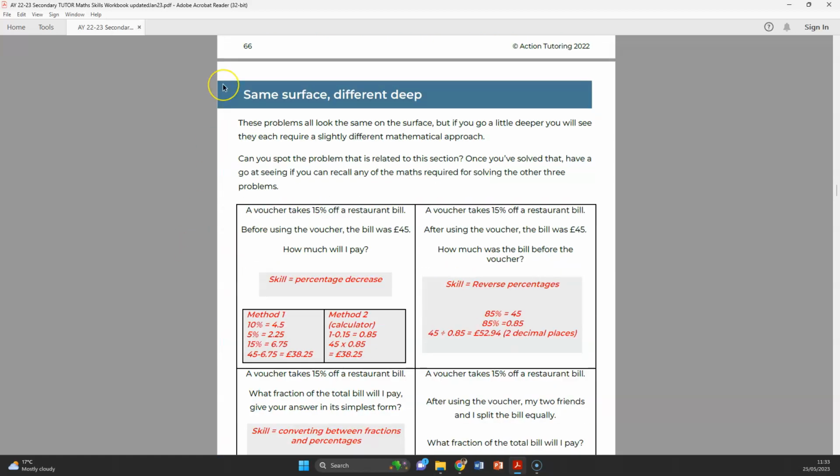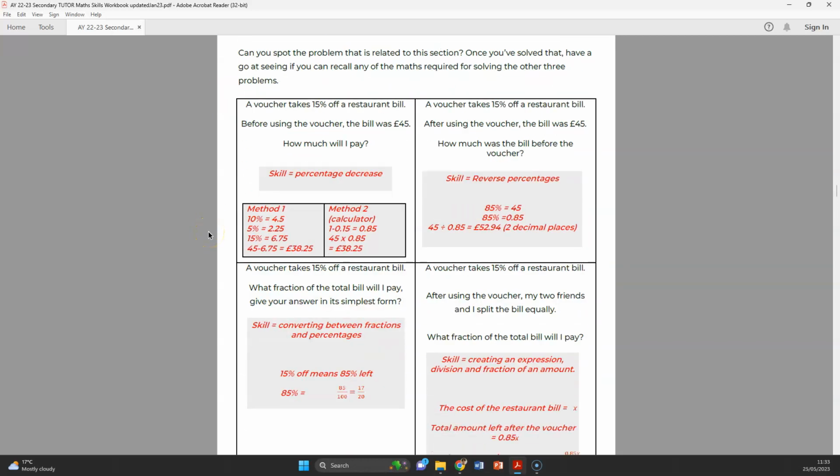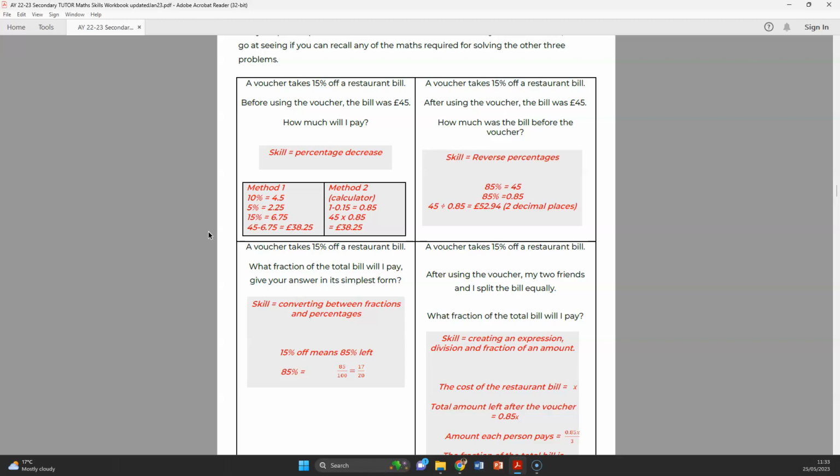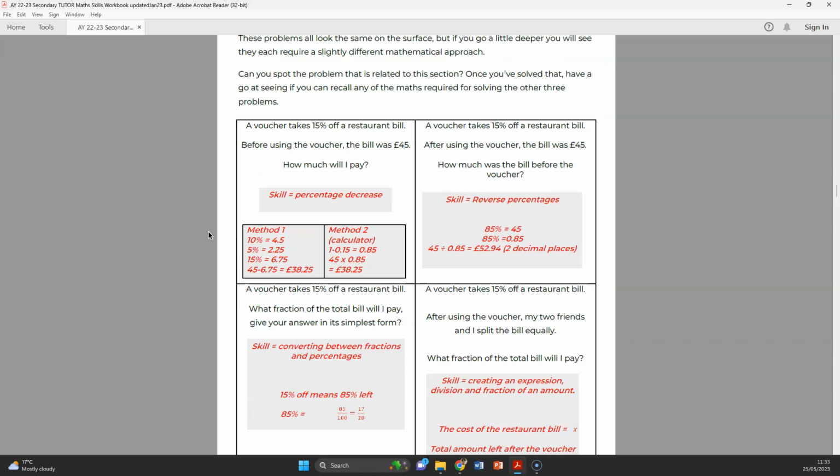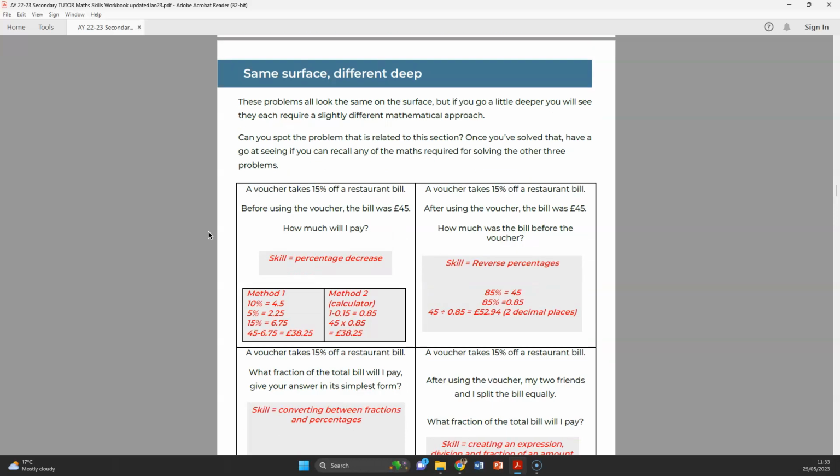And then sometimes there will be same surface, different deep questions towards the end of a topic. These are four questions which look similar. They have similar question wording, but they require different maths to solve. And the idea here is for pupils to identify which question uses the skill from the topic they've just been covering. So you can see that in the instructions there.